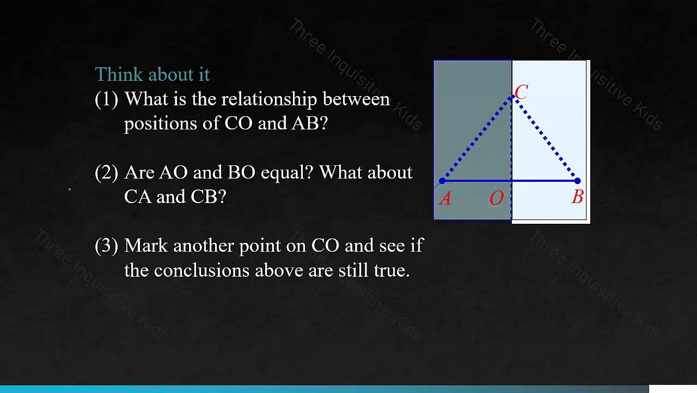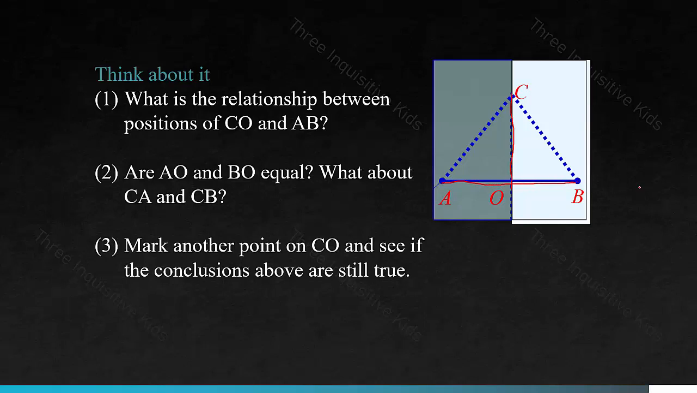Think about it. What is the relationship between positions of CO and AB? Are AO and BO equal? What about CA and CB? And I want you to mark another point on CO and see if the conclusions above are still true. Here we have CO, it seems like it's its axis of symmetry, and AB.